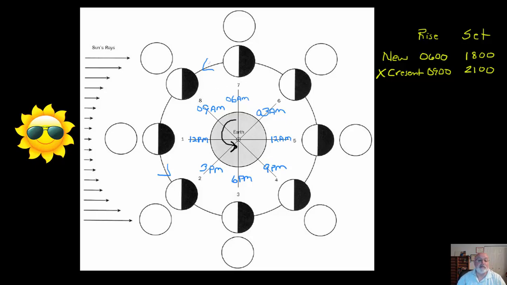Let's move over to this quarter moon. Where are we going to see it? We're going to see it at 1200 hours. So this is going to be the first quarter. And that's going to rise at 1200, and it's going to set way over here at 0 hours, 12 midnight.